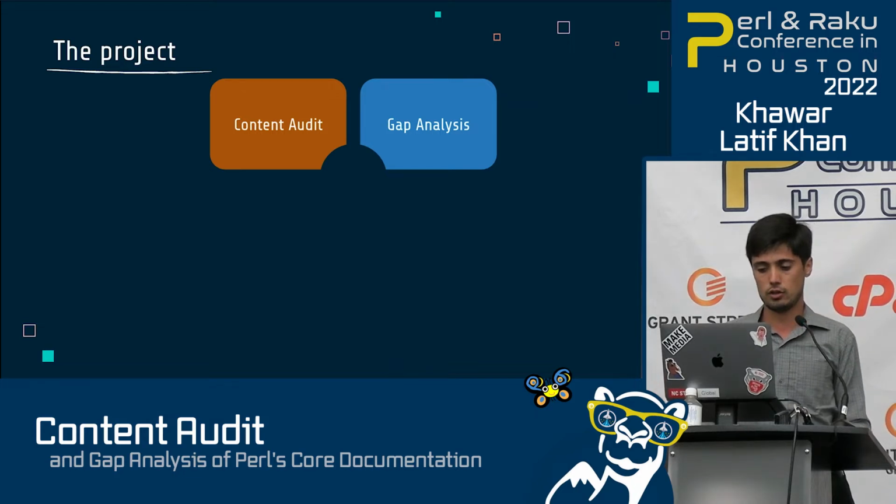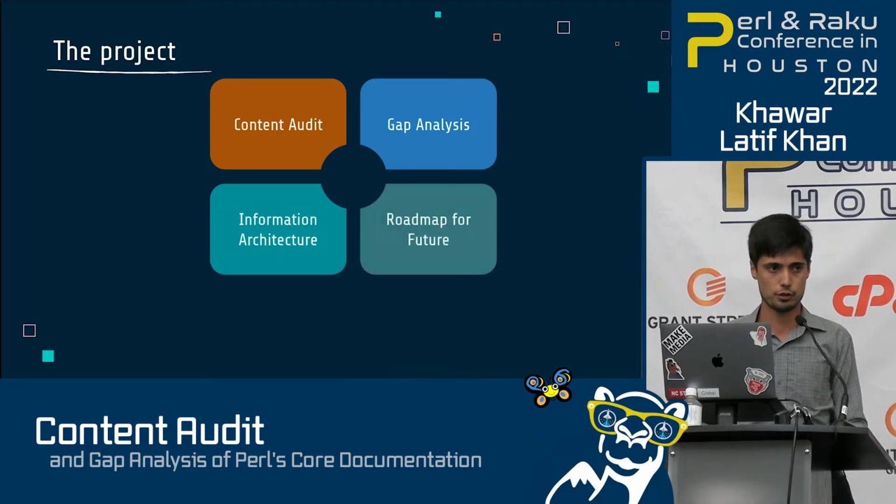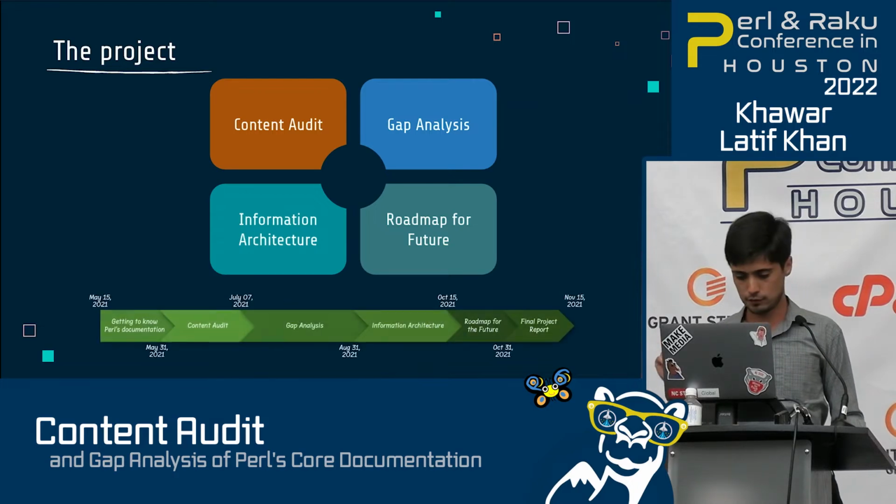And then we talked about the organization, or the information architecture, on the website itself. How is the documentation organized and presented, and what are the gaps that need to be filled? And the last thing was to come up with a roadmap for the future, to list down the projects and tasks which can be carried out in the future so the documentation can actually be improved. And this is a timeline of the project itself.